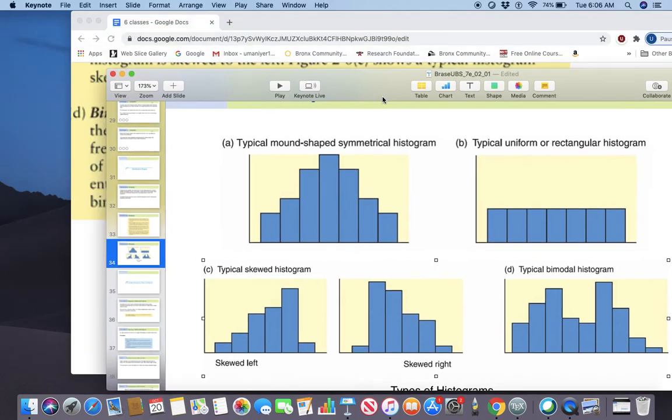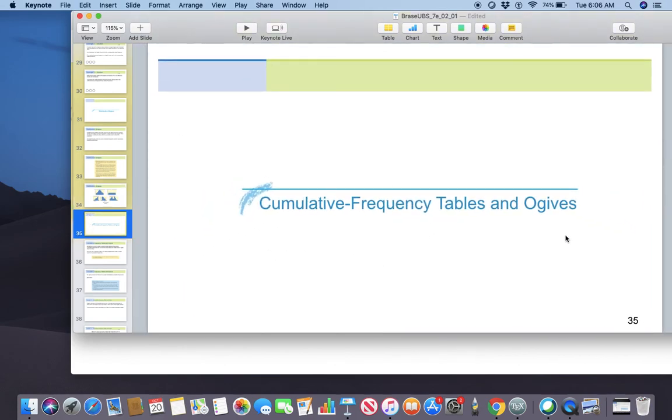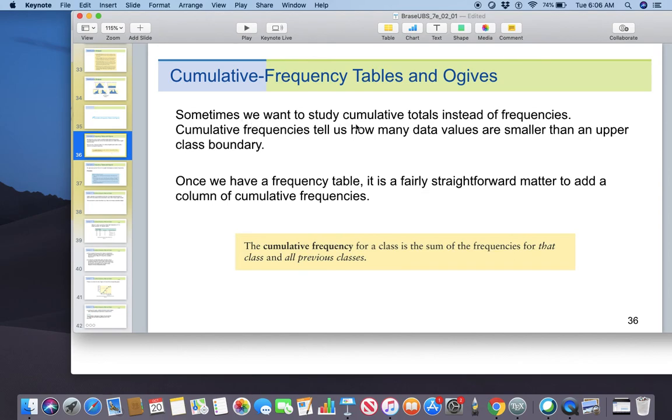Which brings us to cumulative frequency tables and ogives. So let's look at this. Sometimes we want to study cumulative totals instead of frequencies. Cumulative, as the name suggests, you're going to take a total. How many data values are smaller than an upper class boundary? So when you look at cumulative frequency, you're going to find out how many data values are smaller. We will see an example.